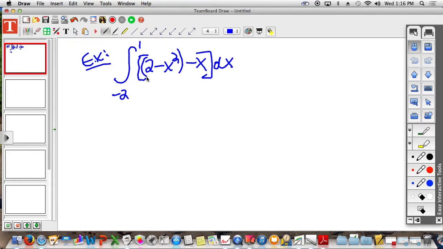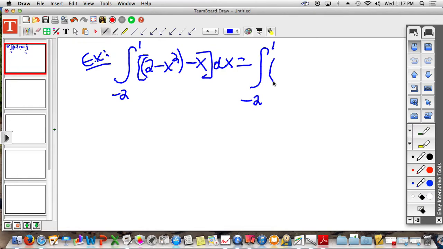Okay. So this is what we found yesterday, and what we're going to do today is evaluate it. So the first thing that you want to do is clean it up as much as you can. So we have 2 functions right here that are being subtracted. So let's do a rewrite here. This is the integral from -2 to 1. We have to subtract these 2. So put the highest power first. What's the highest power? 2.